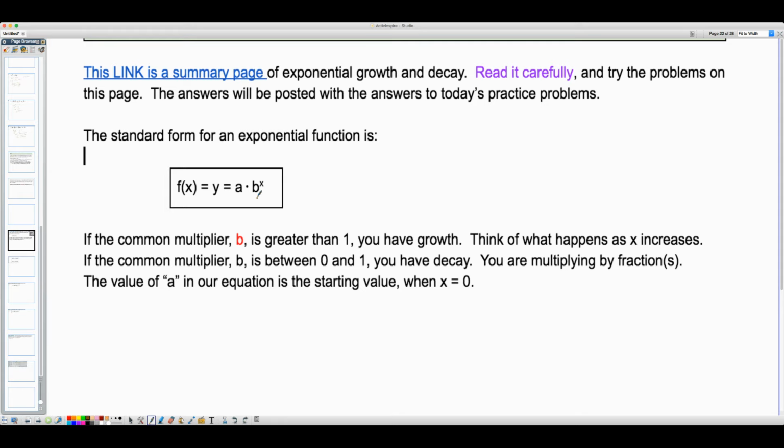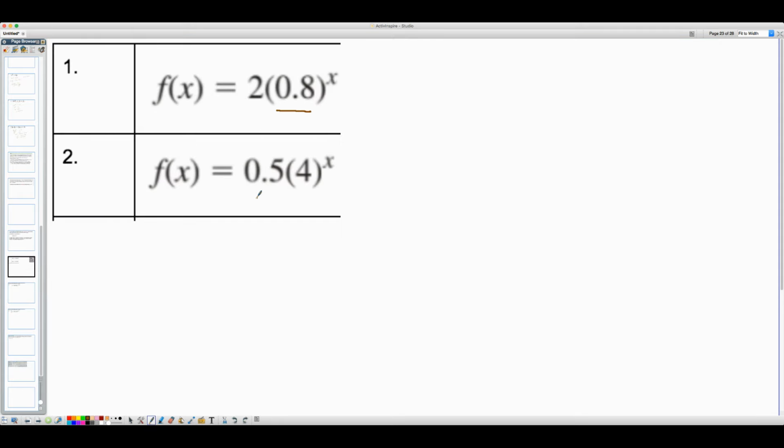So on our problems today, we start with this first problem. We're supposed to tell if it's growth or decay and then sketch it. And since this base is between 0 and 1, that means that it's decay. And then we look at this other value, 2, which is the y-intercept, where it's going to cross the y-axis, because when x is 0, this is 2. And it's decay, so it's going to go down like this.